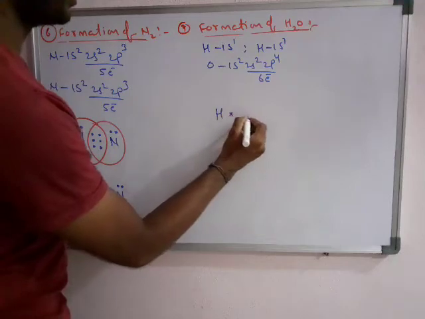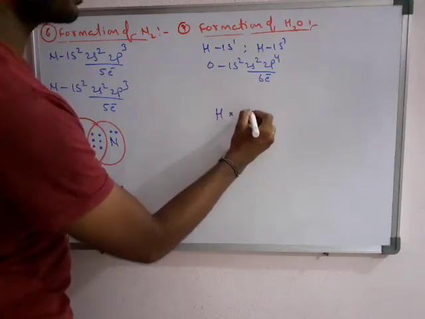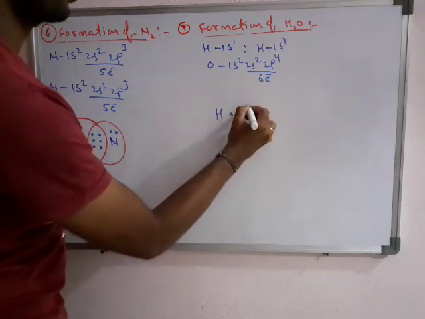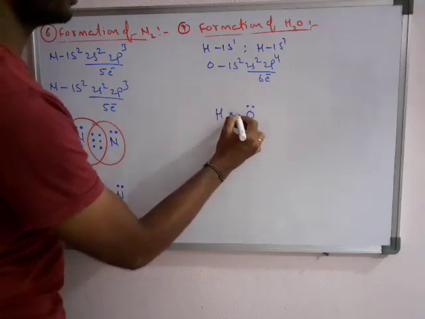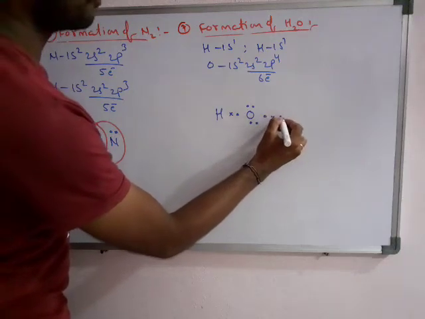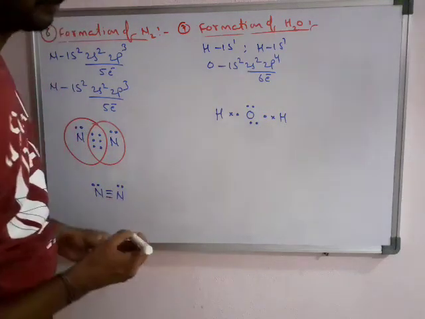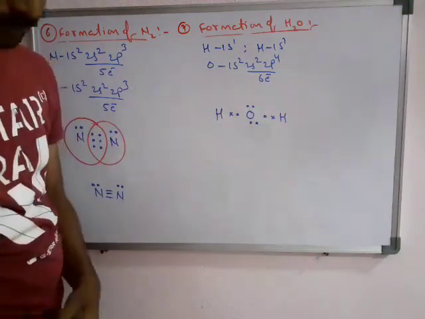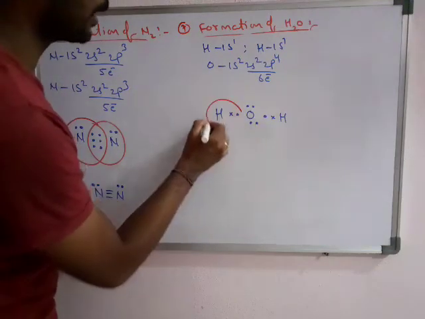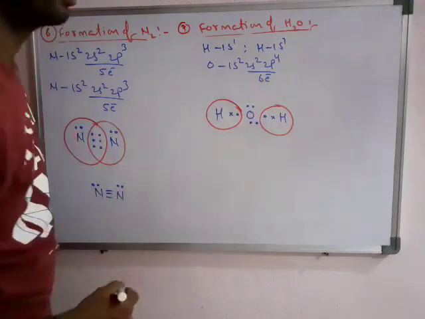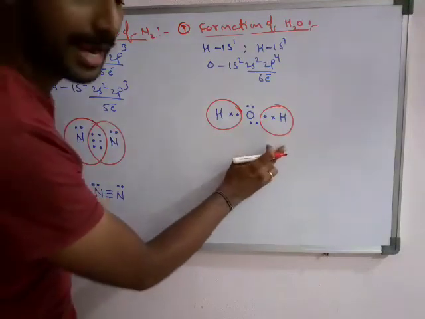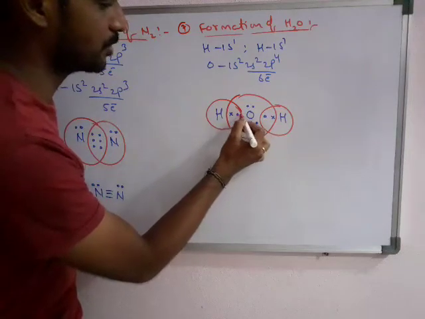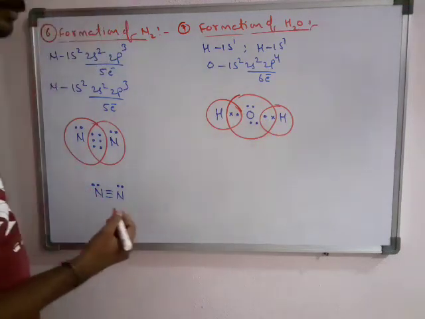This hydrogen has 1 electron. This oxygen has 6 electrons, that is 1, 2, 3, 4, 5, 6. Based on this content, we are writing the electrons. Okay. Now hydrogen provides 1 electron. This hydrogen provides 1 electron. Oxygen also provides 1 electron. Now this hydrogen is satisfied. This hydrogen is satisfied. Now this oxygen is also satisfied with 1, 2, 3, 4, 5, 6, 7, 8 electrons.